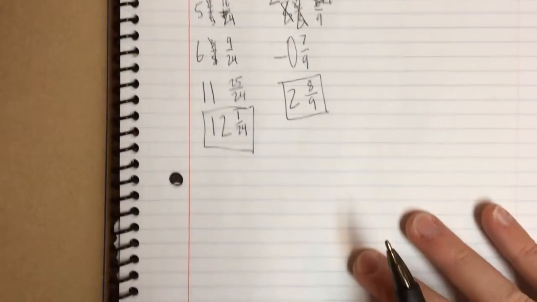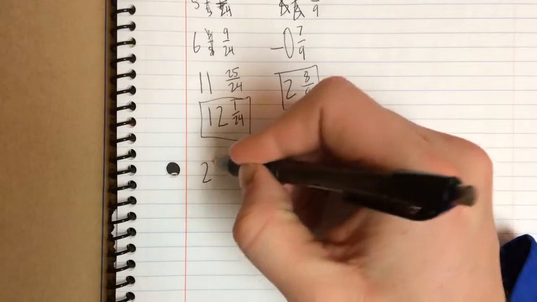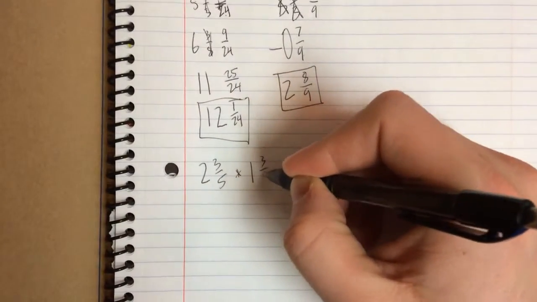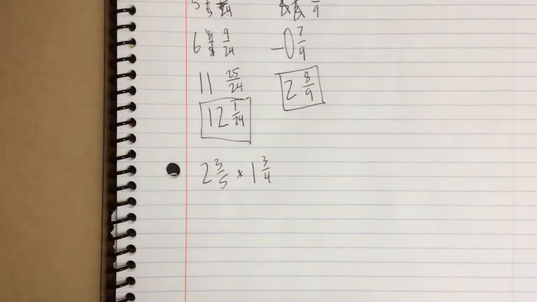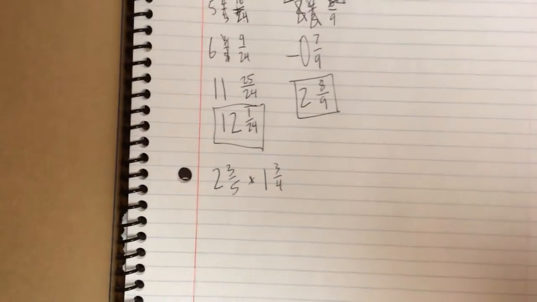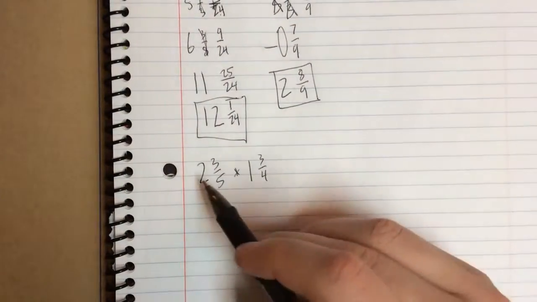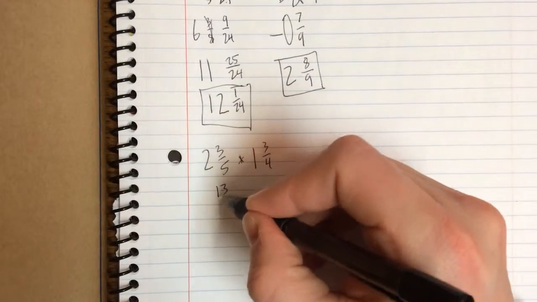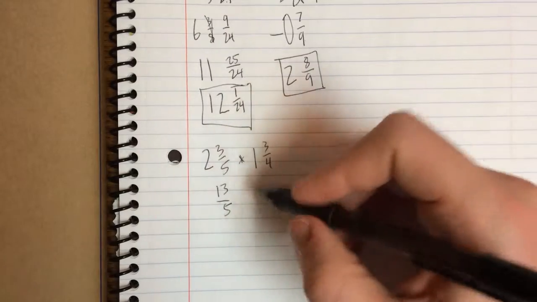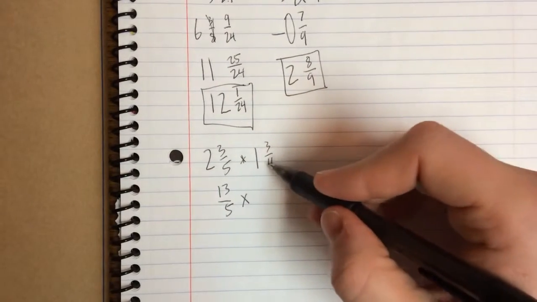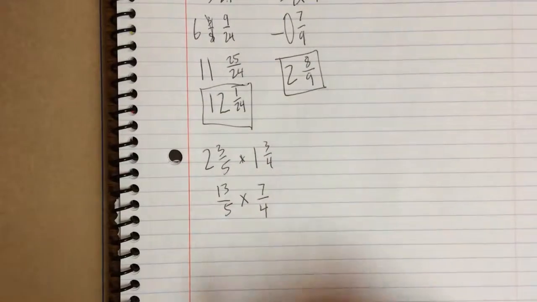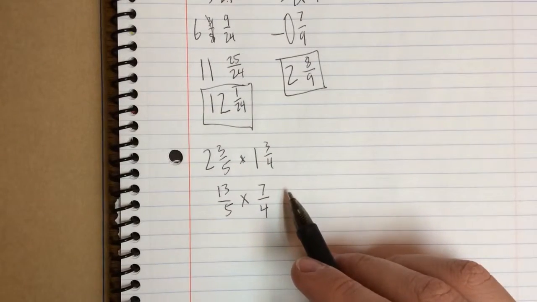Moving on to number 9, I have 2 3/5 times 1 3/4. When I'm dealing with multiplication, I need to turn these into improper fractions. I do 2 times 5 equals 10, plus 3 equals 13/5. And I'm going to multiply that by 1 times 4, which is 4, plus 3 is 7/4. And then to multiply, I just multiply straight across the top.